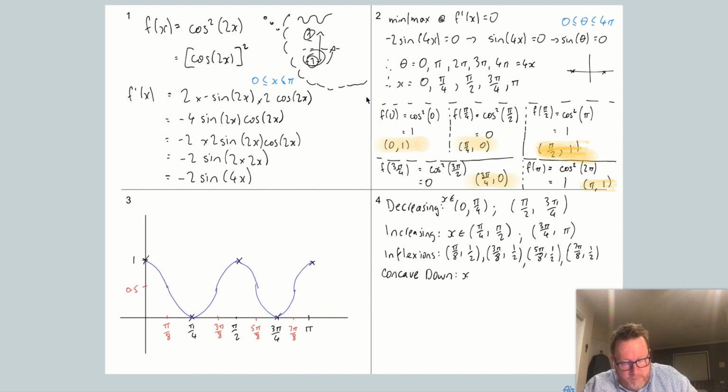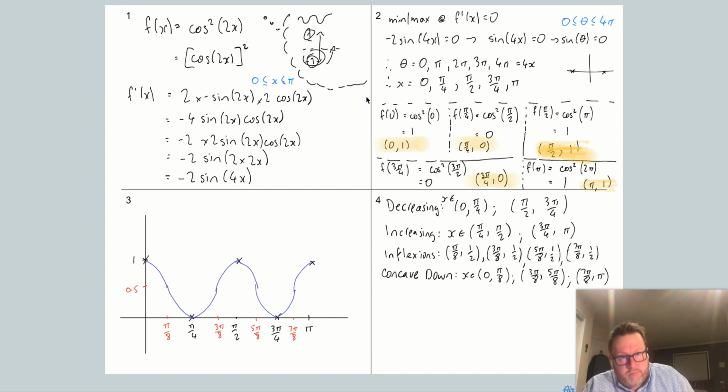So again, these are now ranges, sets. Where else is it concave down? Well, it's concave down from here all the way down to here. So that's 3 pi on 8 to 5 pi on 8. And lastly, at the end there's a bit of concave down here. So it's from that inflection point where it stops being concave up and starts being concave down again. We've got 7 pi on 8 and pi as being the domain there.